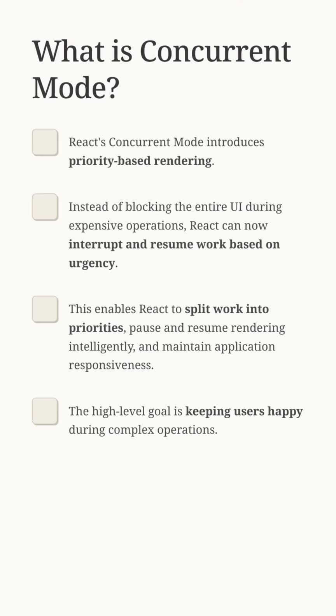Concurrent mode introduces the idea of priority-based rendering. Instead of blocking the entire interface while React processes a large update, it can now interrupt that work, handle something urgent, and then continue where it left off. This means React can split work into high-priority and low-priority tasks. Urgent things like typing or clicking remain smooth, while heavy operations like rendering long lists can be delayed slightly. The high-level goal is simple: keep users happy by avoiding lag, even during complex operations.